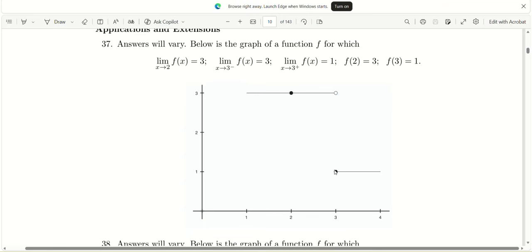Cool. When I do these problems, it depends on the problem itself. This is usually where I'd start. I'd start with the f of 2 and f of 3. I'd plot those points, and then I'd draw the limit stuff after the fact. But you can do it the other way, too. Is 39 also like this?